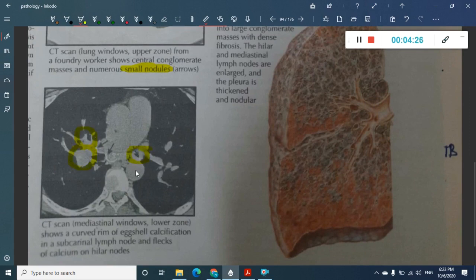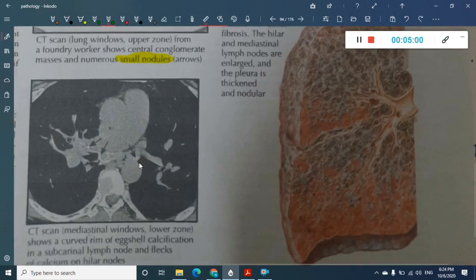Normally you cannot see the lymph nodes in this part. See how this is a vessel. See the consistency: this gray color, this gray color, all this gray color is almost similar. So this is the heart or blood vessels, whereas this part, you can't see it.